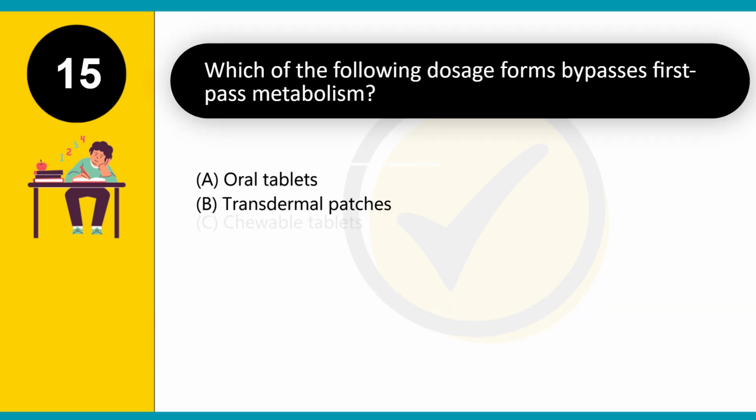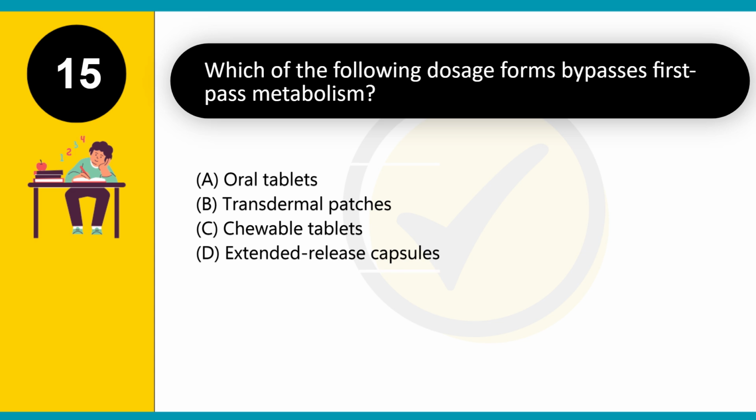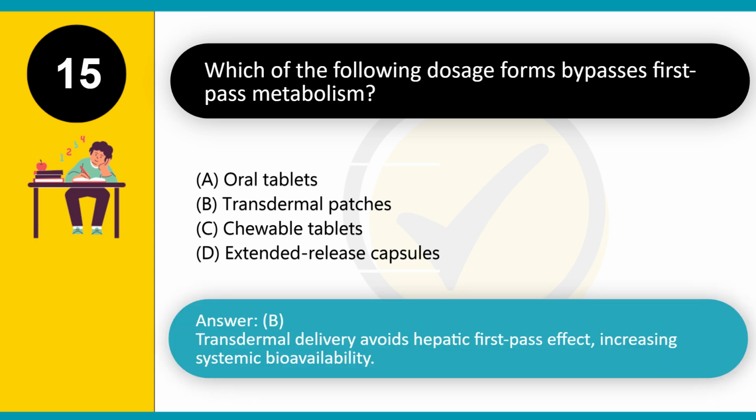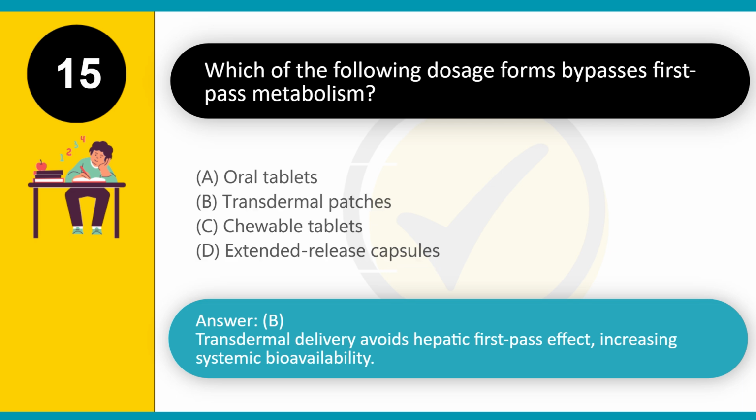Which of the following dosage forms bypasses first-pass metabolism? A. Oral tablets. B. Transdermal patches. C. Chewable tablets. D. Extended-release capsules. Answer, B. Transdermal delivery avoids hepatic first-pass effect, increasing systemic bioavailability.